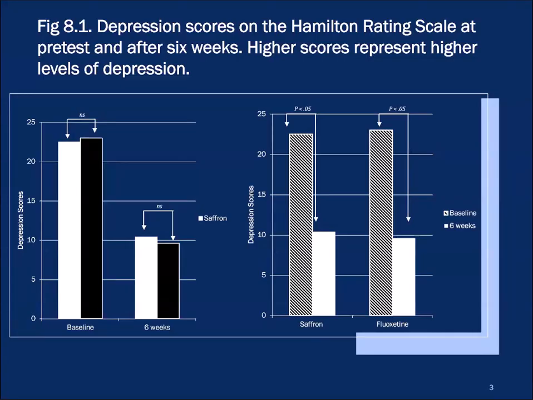The Hamilton Rating Scale was used to measure depression levels at two different time points: before the start of the intervention and after 6 weeks. The scores on this scale range from low to high, with higher scores indicating greater levels of depression.